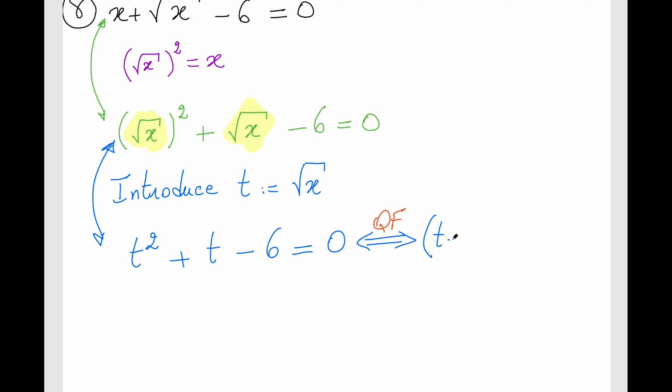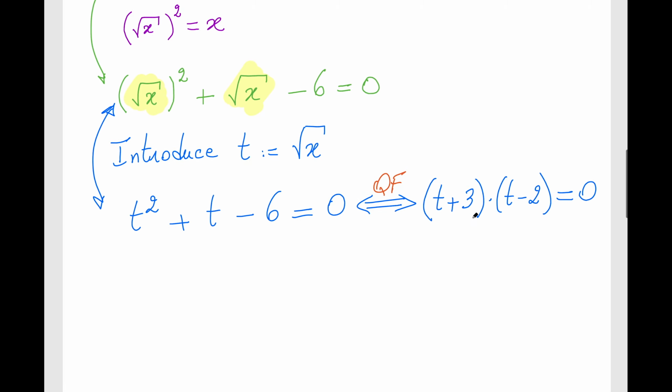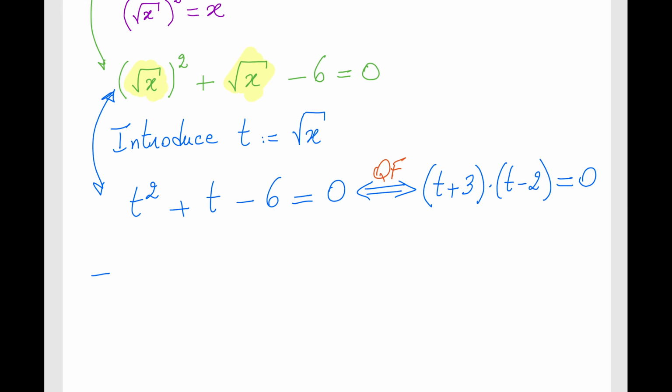So this is t plus 3 times t minus 2 equals 0. Okay, if you want to check the work, multiply this out. T times t is t squared. T times negative 2 is negative 2t plus 3t is plus 1t. Plus 3 times negative 2 is minus 6, equals 0. Sounds good.